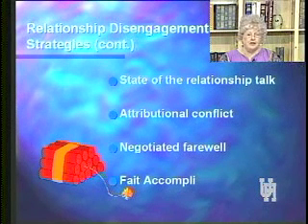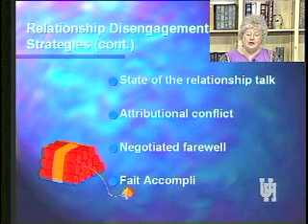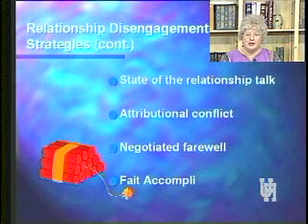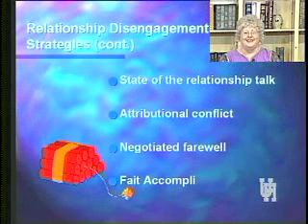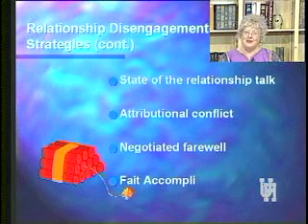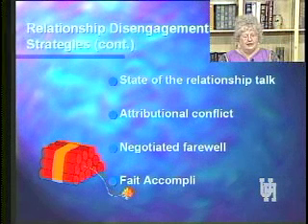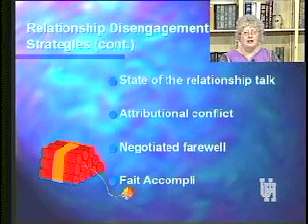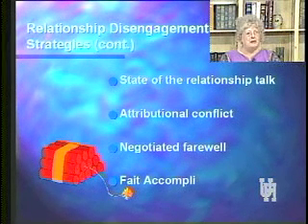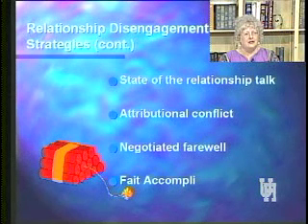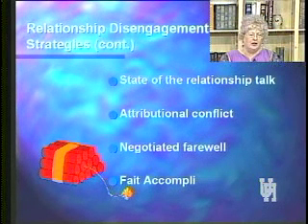Of course, it works better if there are lots of things of equal value to distribute. Who gets the kids? Depends on what kind of kids you have. Or if there's only one dog, who gets the dog? But the negotiated farewell says we sit down and we work these things out the best that we can to the satisfaction of both people involved.